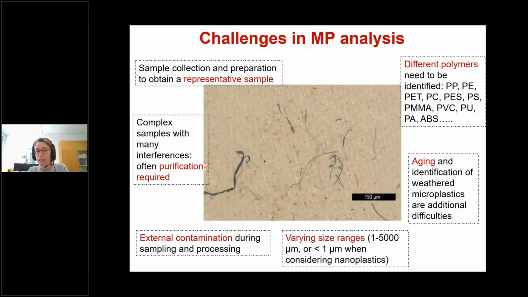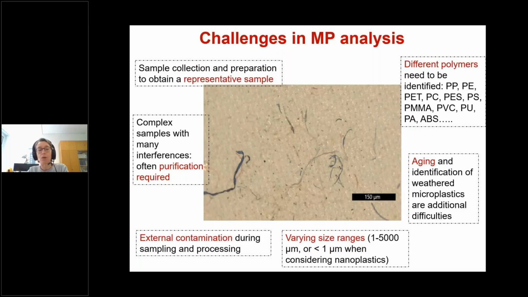We have seen in the previous presentation how to analyze microplastics, and I would like to highlight the challenges. First, the sampling procedure has to be representative. Sometimes the samples are full of interferences, so purification is often required. But as we do more manipulation of the samples, there is a higher chance of external contamination.